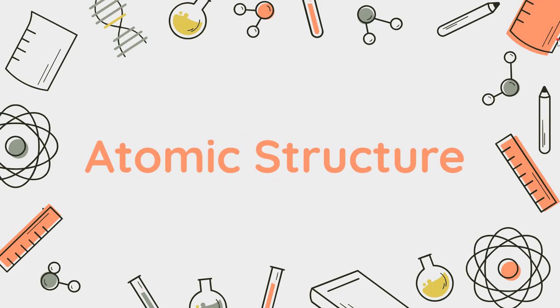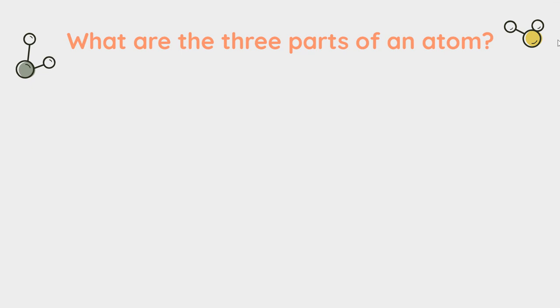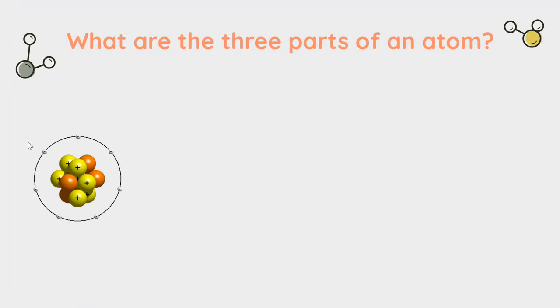This is the Unit 2, Section 1 Ed puzzle on atomic structure. So what are the three parts of any atom? Well, in an atom, we can see there are three different pieces. There are these small negative spheres around the outside of the atom, these blank orange spheres in the center, and these yellow positive spheres also in the center.